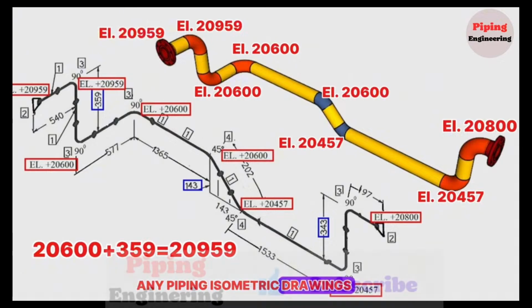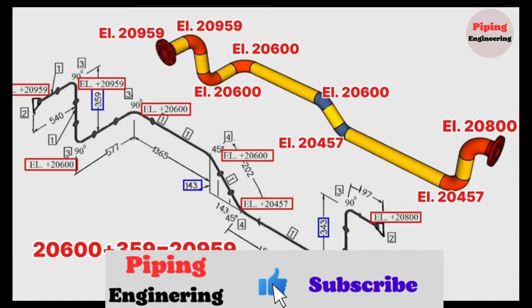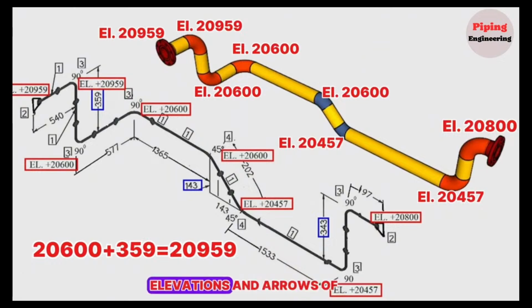isometric drawings. By watching the 3D model animation of this pipeline, it will be easier for you to read and understand the isometric drawing, elevations and arrows of this pipeline. I will leave a few additional pipe drawing PDFs in the description section of this video. You can also look at these drawings there.